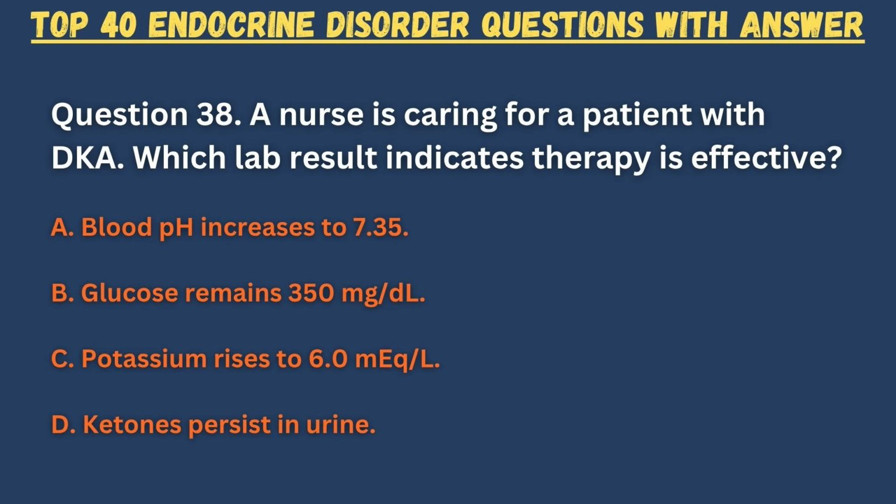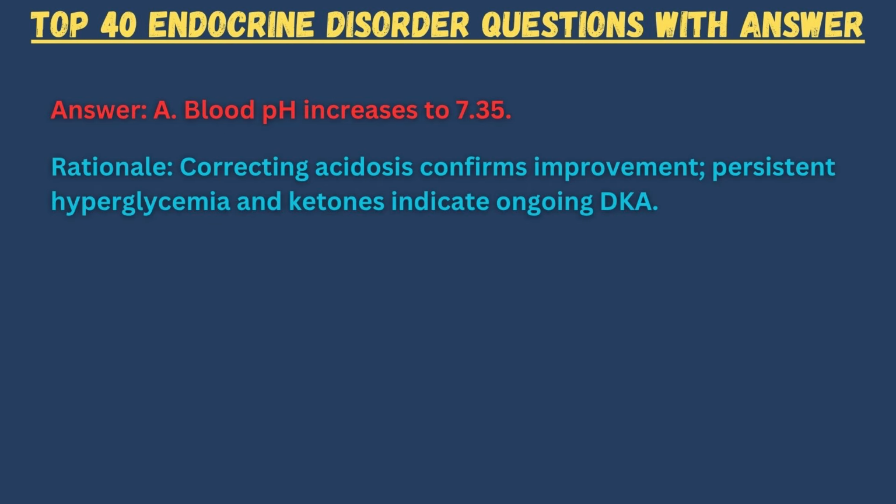Question 38. A nurse is caring for a patient with DKA. Which lab result indicates therapy is effective? A. Blood pH increases to 7.35. B. Glucose remains 350 milligrams per deciliter. C. Potassium rises to 6.0 milliequivalent per liter. D. Ketones persist in urine. Answer. A. Blood pH increases to 7.35. Rationale. Correcting acidosis confirms improvement. Persistent hyperglycemia and ketones indicate ongoing DKA.